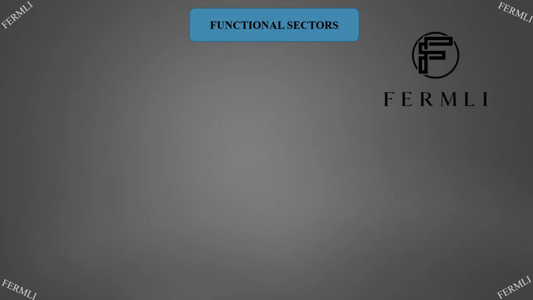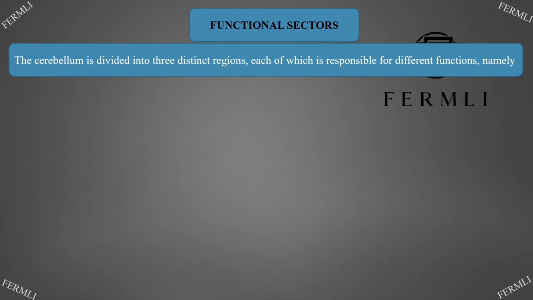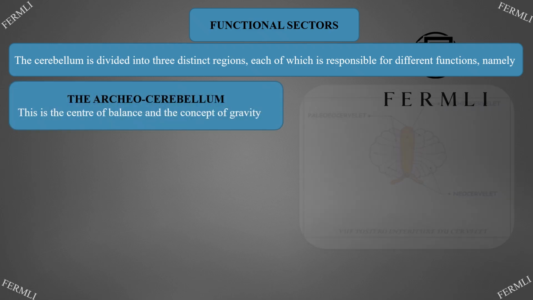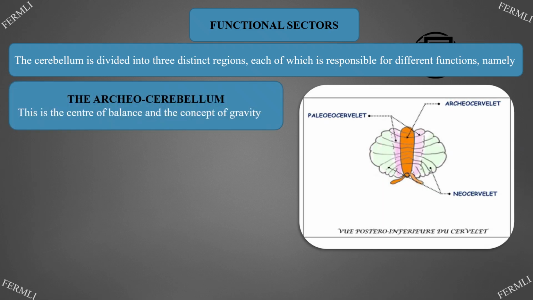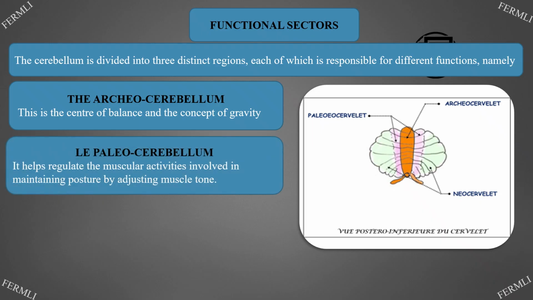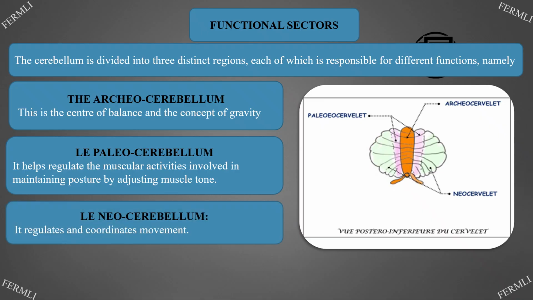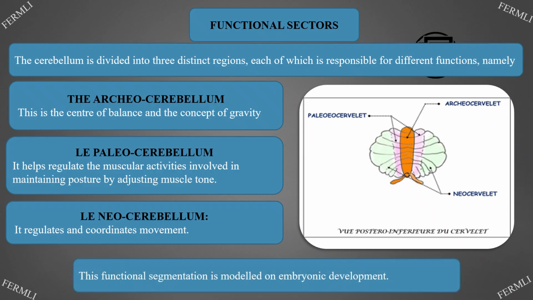Functional sectors. The cerebellum is divided into three distinct regions, each responsible for different functions. The archicerebellum is the center of balance and the sense of gravity. The paleocerebellum helps regulate the muscular activities involved in maintaining posture by adjusting muscle tone. The neocerebellum regulates and coordinates movement. This functional segmentation is modeled on embryonic development.